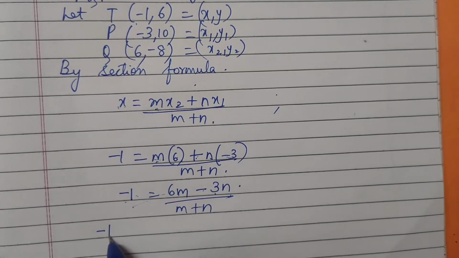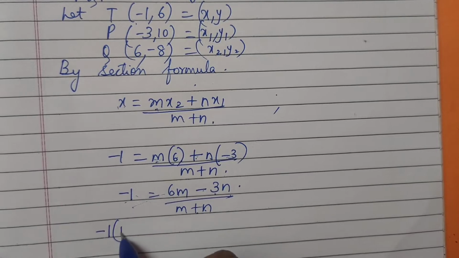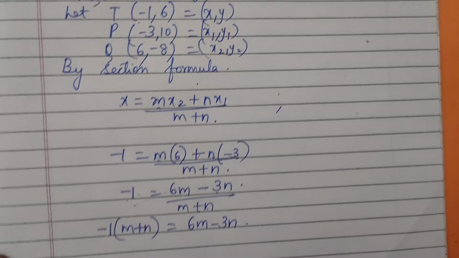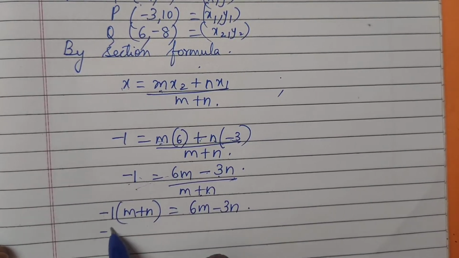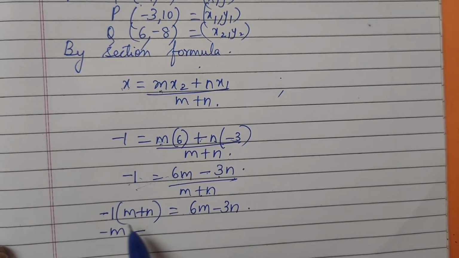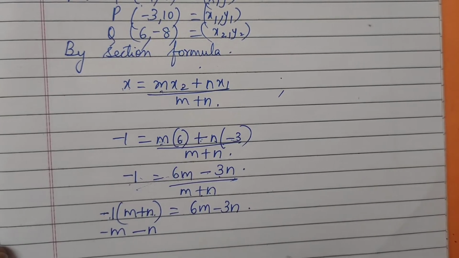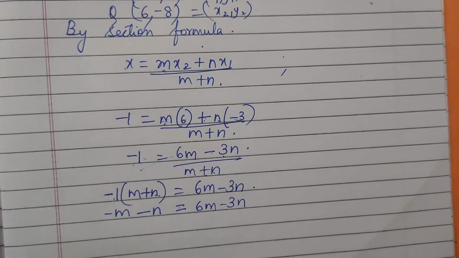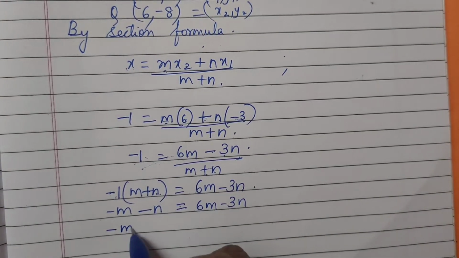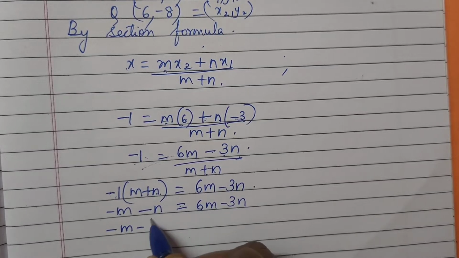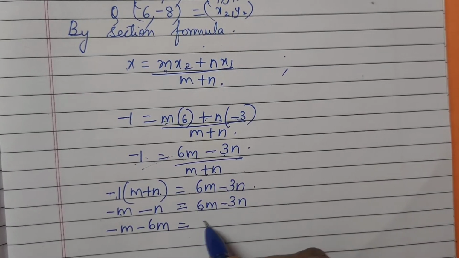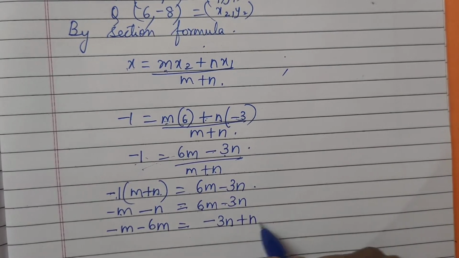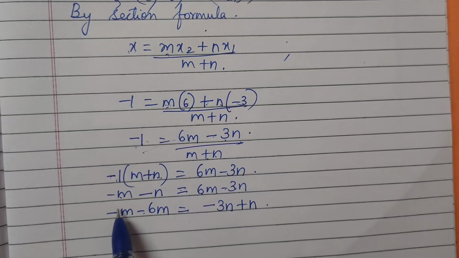Minus 1 is in divide form on this side, so it comes to the other side in multiplication form, equal to 6m minus 3n. Now minus 1 into m is minus m, and minus into plus minus 1 into n is minus n, equal to 6m minus 3n. Take the m one side and the n other side. So minus m, let it be here. The plus 6m comes here and becomes minus 6m, and minus 3n is already here. Minus n goes there and becomes plus n.